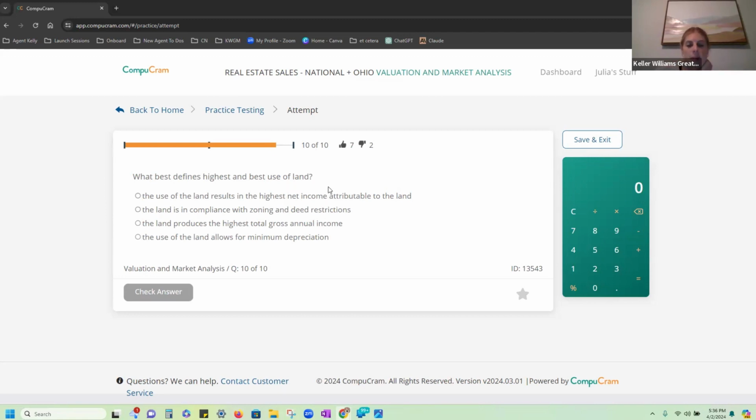What defines highest and best use of land? A, the use of the land results in the highest net income attributable to the land; B, the land is in compliance with zoning and deed restrictions; C, the land produces the highest total gross annual income; or D, the use of the land allows for minimum depreciation. So land does not depreciate. So what best defines highest and best use of land?